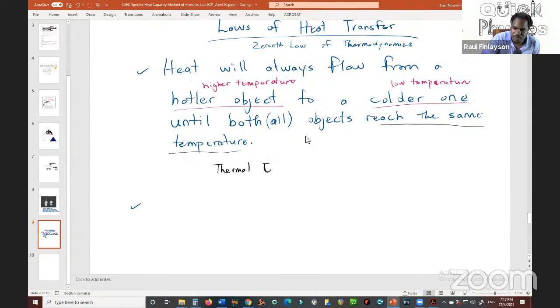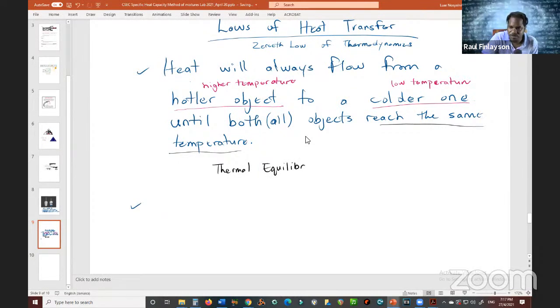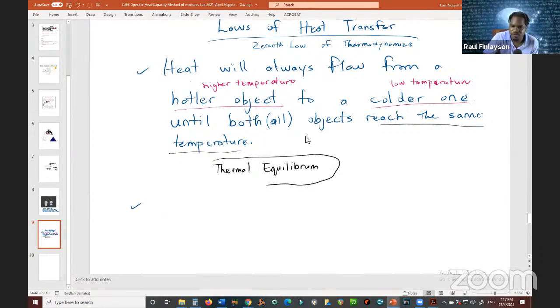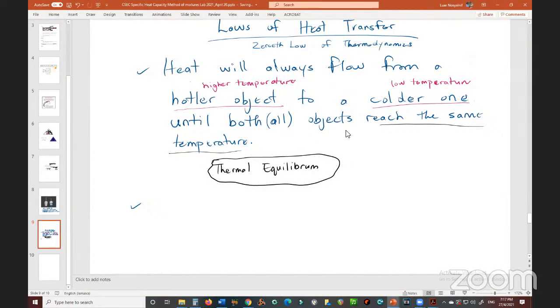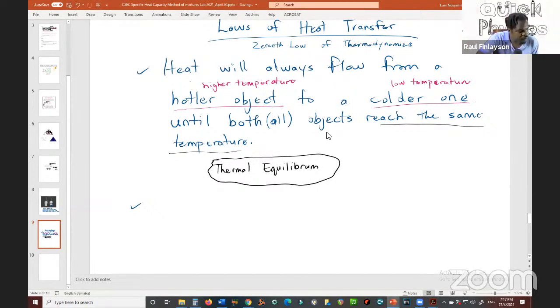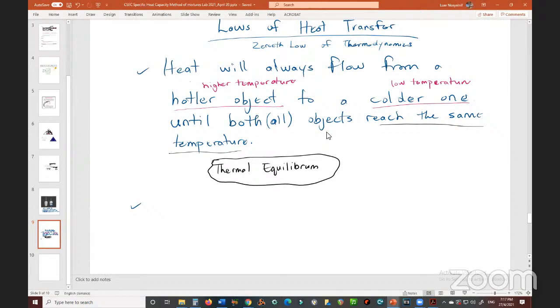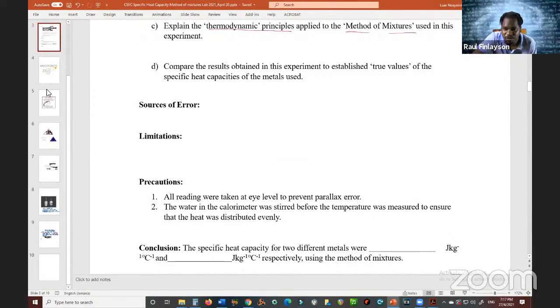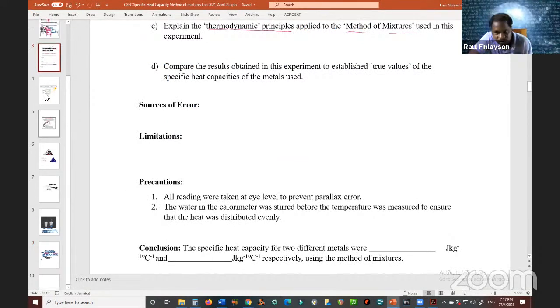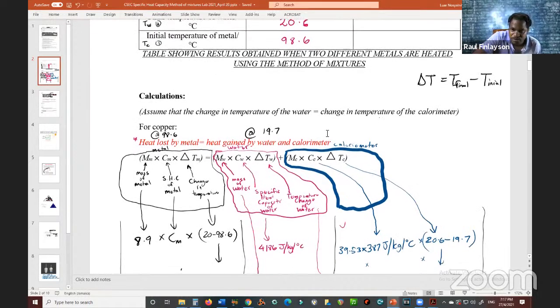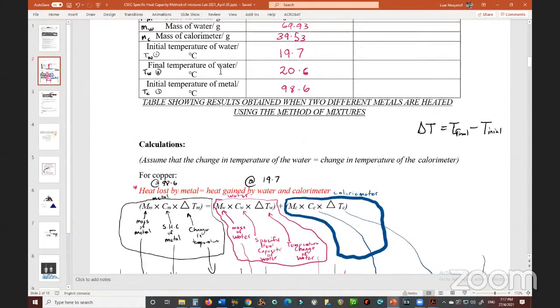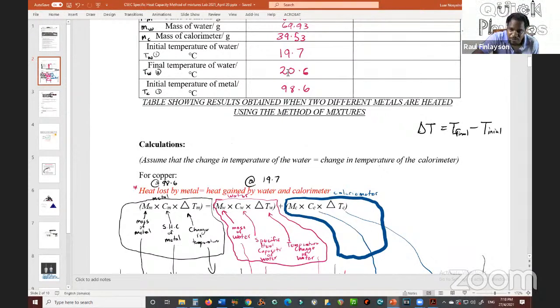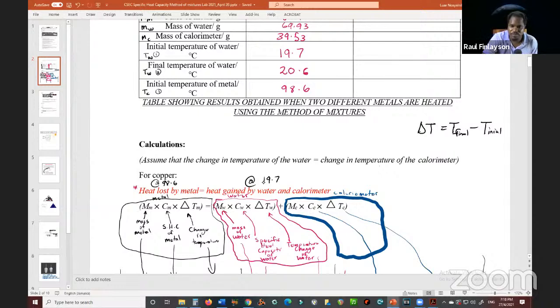That's the term that qualified physicists would use to describe this thing; in grade 1 you would be using this term. Thermal equilibrium is when two or more objects reach the same temperature after exchanging heat with each other. So everything should reach the same temperature in the end. Going back to that, the final temperature of the water is going to be 20.6.